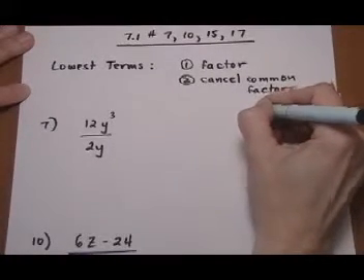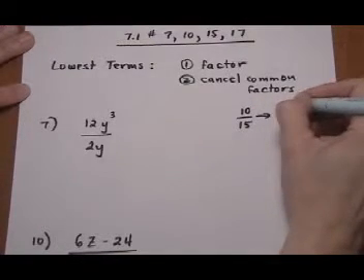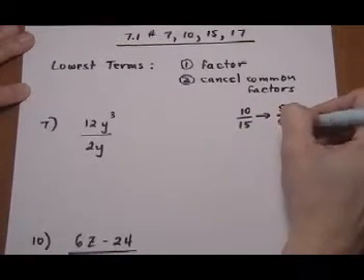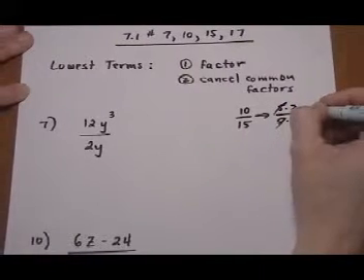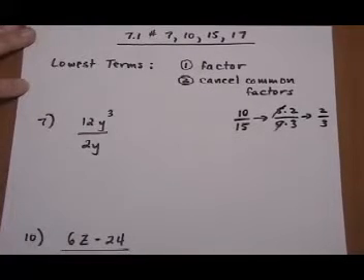Let's say we had 10 over 15. We'd want to factor first. 5 times 2, 5 times 3, cancel common factors, and we'd get 2/3. So we're going to use the same approach here.